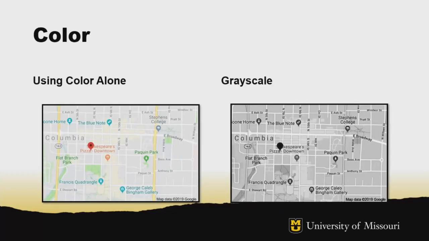Now let's look at our last technique, which is the appropriate use of color. On the screen, we have two Google Maps of the downtown area in Columbia, Missouri. The map on the left is in color, and the map on the right is in grayscale. Can anyone find an example of how they are using color alone to convey meaning?